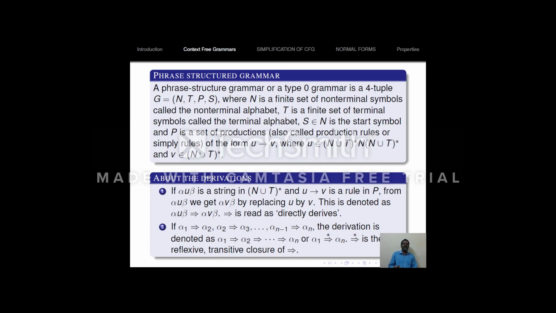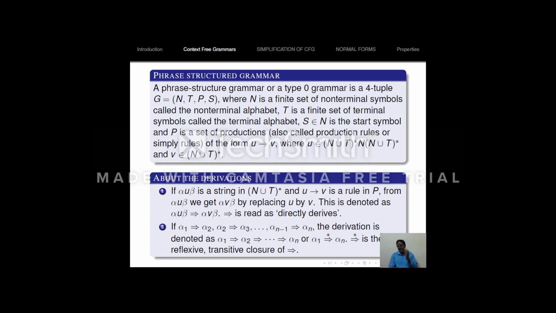Directly derived means if by the application of one rule we are able to get alpha v beta from alpha u beta, we call that directly derives. If by application of more than one rule, a finite number of times, we read that as just derives. So now if alpha 1 derives alpha 2 derives alpha 3, and so on, alpha n minus 1 derives alpha n, the derivation is denoted using the symbol implies with a star.